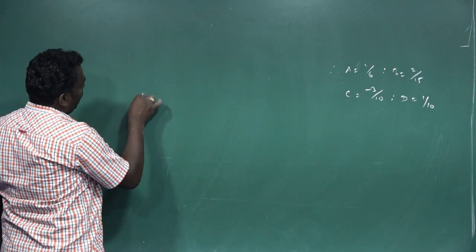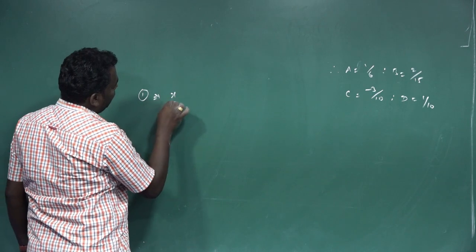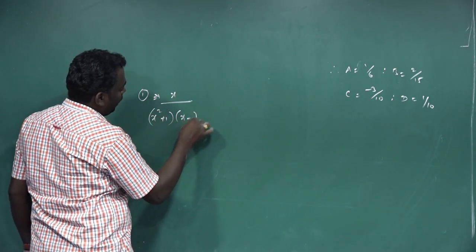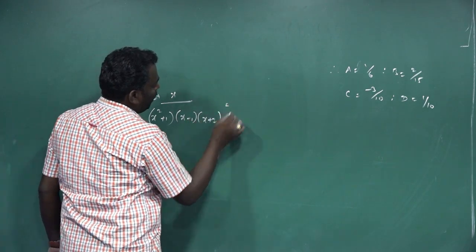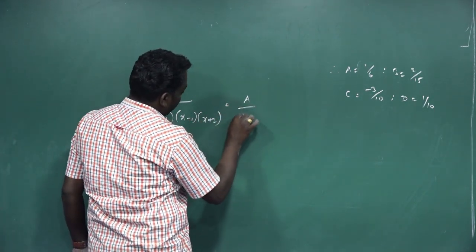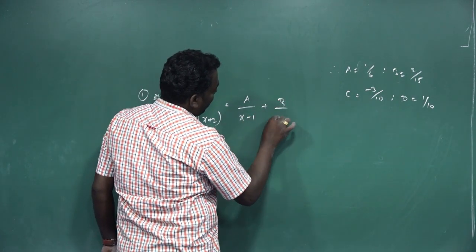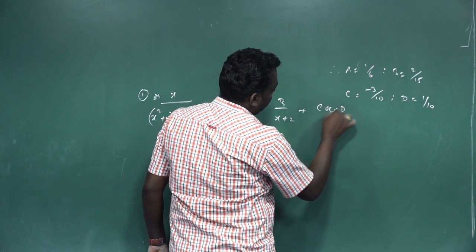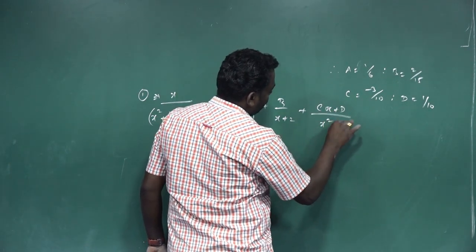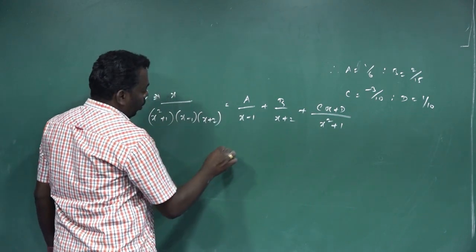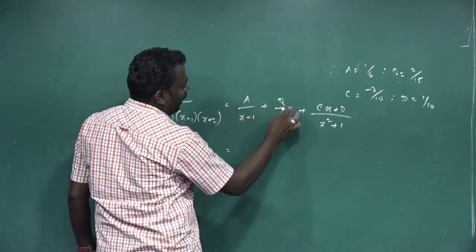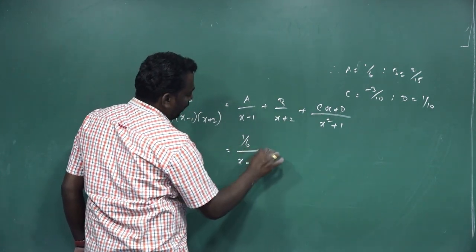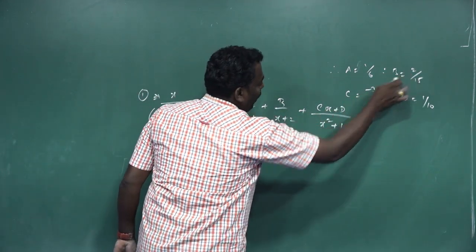Therefore, equation 1 implies x by (x square plus 1)(x minus 1)(x plus 2) is equal to a by (x minus 1) plus b by (x plus 2) plus (cx plus d) by (x square plus 1). That is equation 1. And now we want to substitute the values of a, b, c, d. The a value is equal to 1 by 6, so 1 by 6 by (x minus 1), plus the b value equal to 2 by 15.